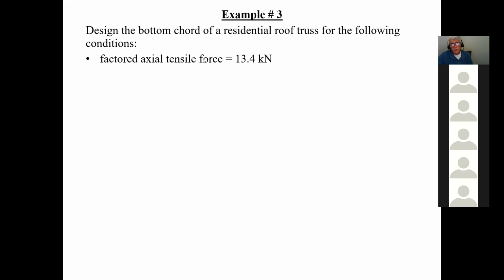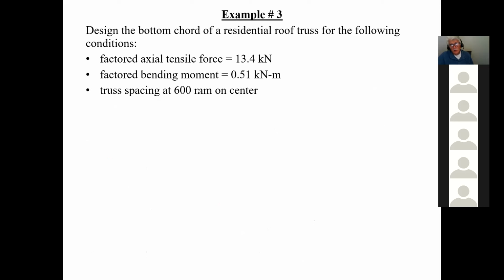You've got an axial tensile force of 13.4 kilonewtons. You've got a bending moment of 0.51 kilonewton-meters. You have truss spacing at 600 millimeters on center. Using SPF No. 1/No. 2, because if you're going to be using SPF No. 1/No. 2, you might as well use the same grade for the whole truss members, unless you want to go to something cheaper.